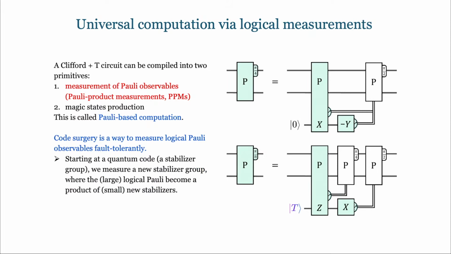The high-level idea is the following. So we'll start with a quantum code, which is nothing more than a stabilizer group. We'll measure a new stabilizer group, which is different from the group we started with. And in this new stabilizer group, the large logical Pauli operator that you want to measure will be decomposed into a product of small Pauli stabilizers. Okay? I think this is the key idea of surgery, and this weight reduction effect from large operator to small operator is what gives you fault tolerance.